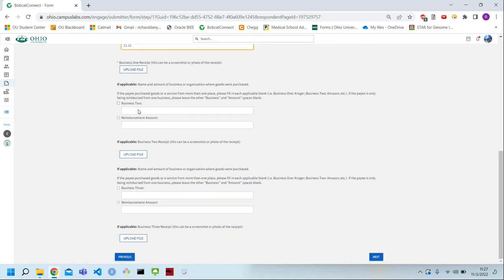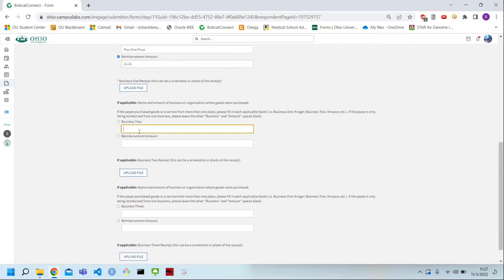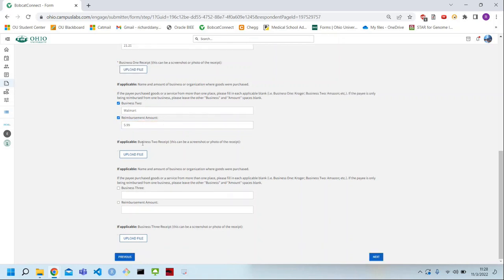And you can also include other businesses. So say that we also went to Walmart and bought some kind of drink or something like that. Then we would put that in, and then we put the reimbursement amount, which was maybe like $5.99 or something. And then if you had any other businesses, you could put that in.